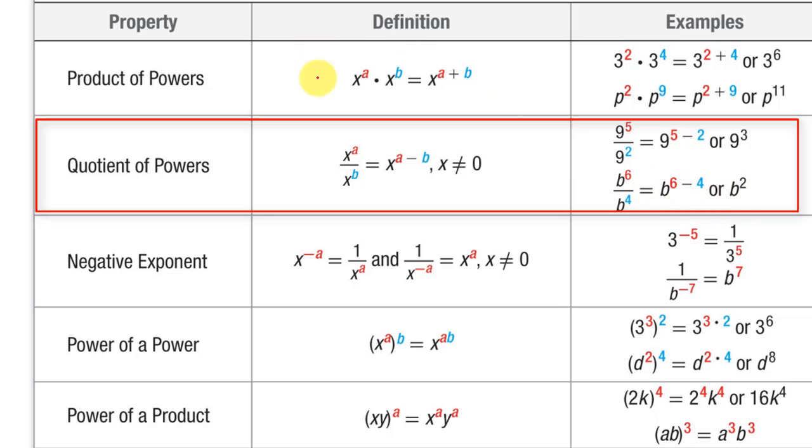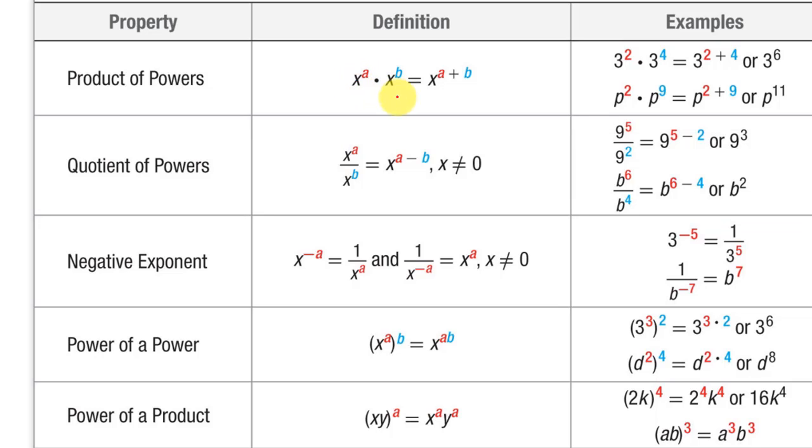Now, what's true for all of these things is these operations only apply if the base is the same. In other words, you have to be multiplying an x by an x, or dividing an x by an x, or any of these other operations. The base has to be the same. Otherwise, these properties don't apply.